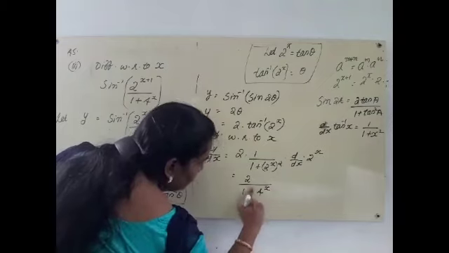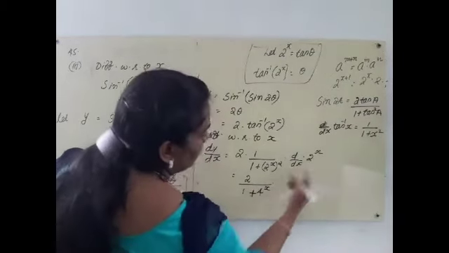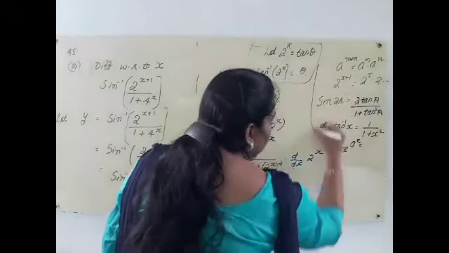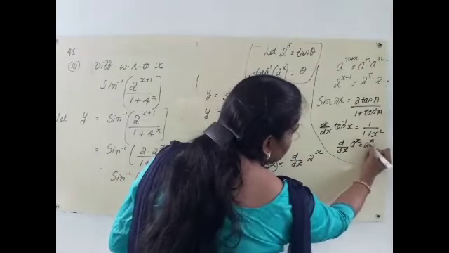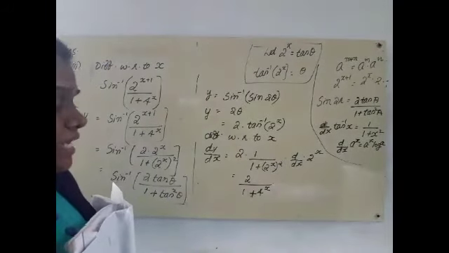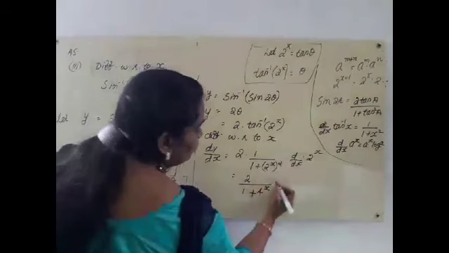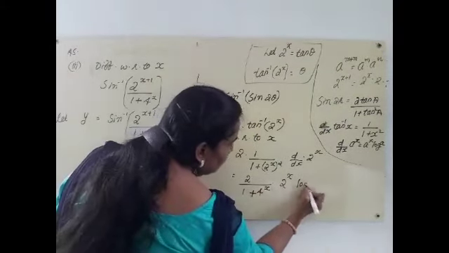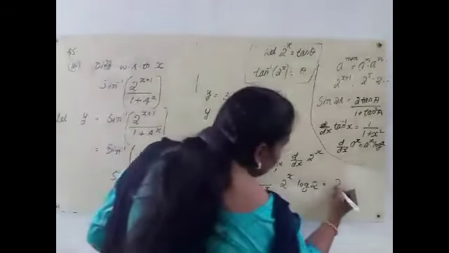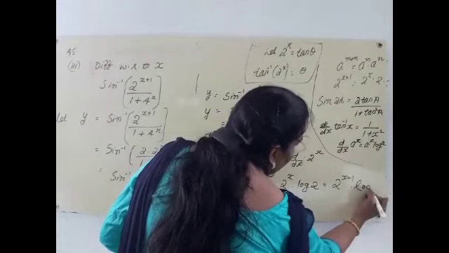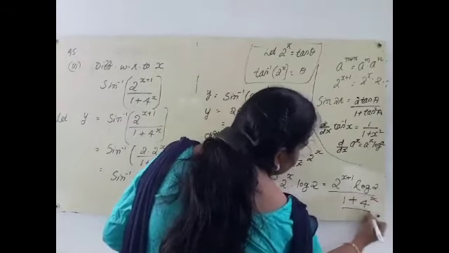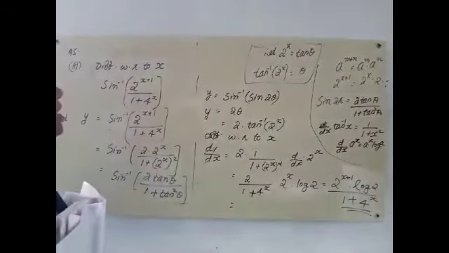2 square is 4, so 1 plus 4 raised to x, into the derivative of 2 raised to x. D by dx of a raised to x is a raised to x into log a. Then what is d by dx of 2 raised to x? 2 raised to x into log 2. So 2 into 2 raised to x, how to write it? 2 raised to x plus 1 into log 2 divided by 1 plus 4 raised to x. Here it is, the derivative of the given function.